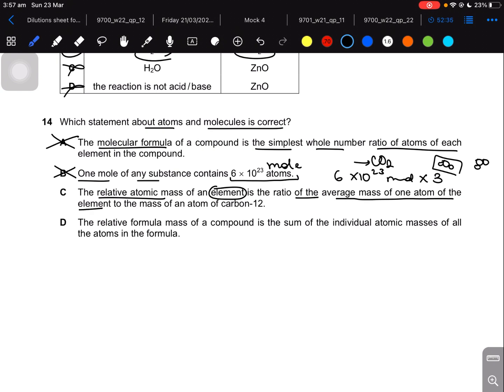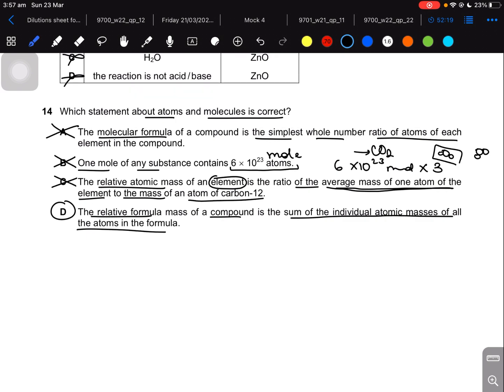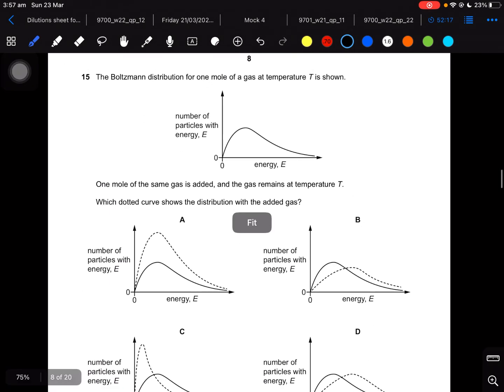The relative atomic mass of an element is the ratio of the average mass of one atom of the element to the mass of an atom. What? Average mass of one atom? No. Of the isotopes. The relative formula mass of compounds is the sum of the individual atomic masses of all the atoms in the formula. That is correct. 14 is D.